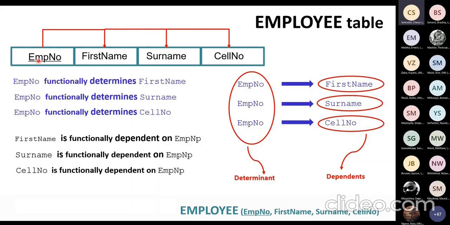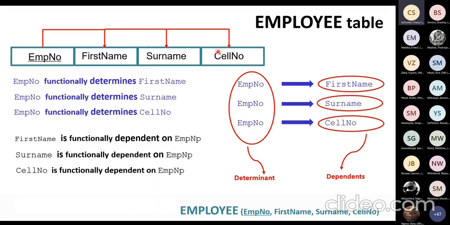So empno functionally determines the first name, functionally determines surname, and also functionally determines the cell number. So that's writing it out in words, and that's if we do it with our shorthand with the arrow. And remember, this is then the determinant, and these are the dependents. So you'll see that the determinant is a key, and the dependents are simply attributes, okay?